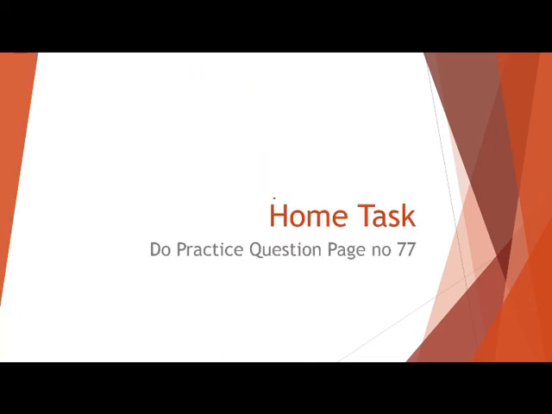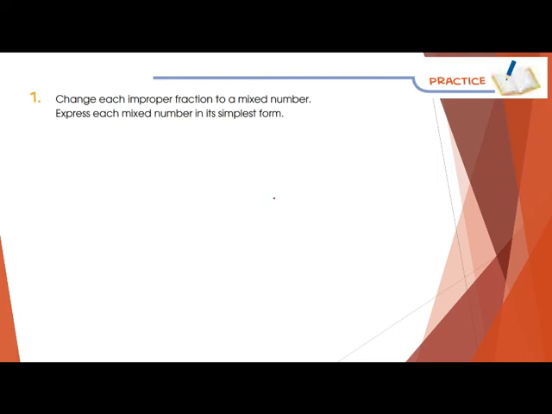We have the home task. You have to do the practice questions, page number 77 it is. I'm explaining it, okay. So you have to do it by yourself. Just listen and then try to solve it by yourself. Don't look at the video to solve it. Okay, practice questions are, you have to change each improper fraction to a mixed number. Express each mixed number in the simplest form. So you have to convert each and everything to the simplest form.